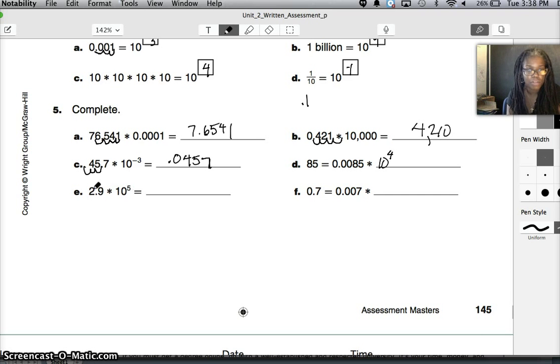What do I need when I multiply 2.9 times 10 to the 5th power? I'm moving the decimal place over 5 spaces. So it's 1, 2, 3, 4, and 5. Sorry about that. So I get 290,000.